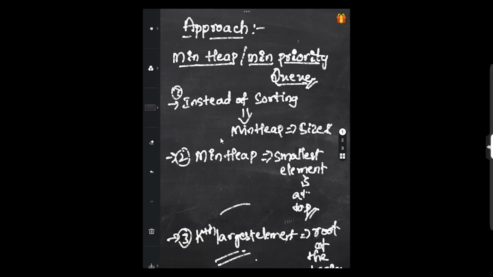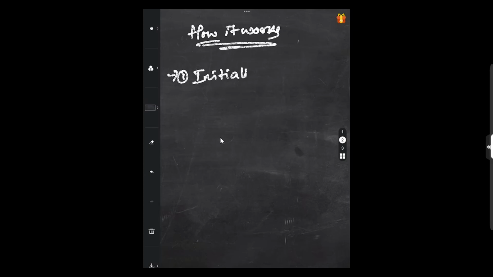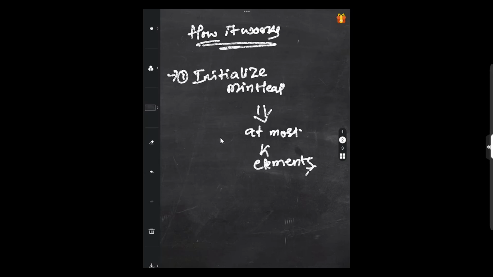So let's see how this works. Here we are initializing a min heap. First thing, let's go with the initialization. Initialize min heap. It means we are storing at most k elements in this case.